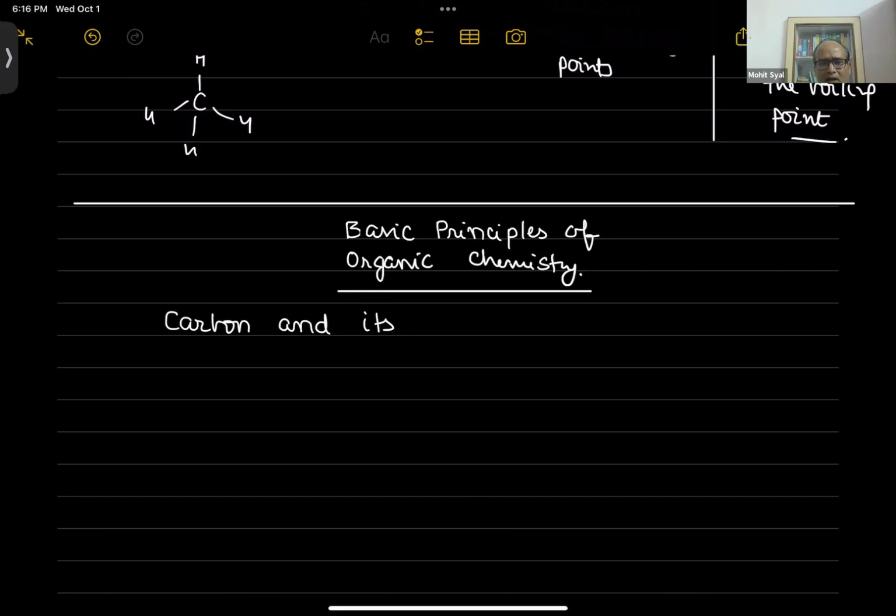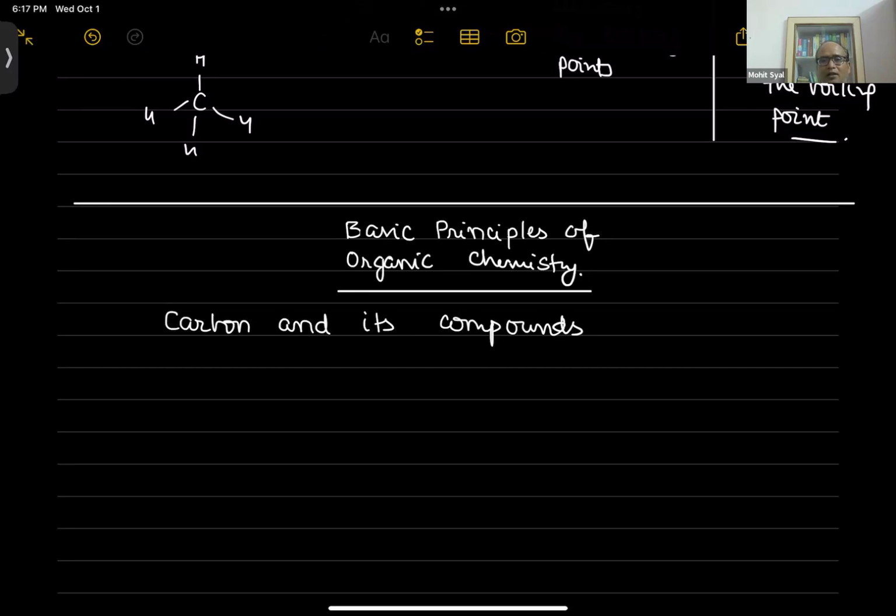The plants are made up of organic molecules. So organic chemistry is basically the chemistry of living things. Got it? So all the molecules, polymers, plastics, rubber, they are all organic molecules. So carbon and its compounds.